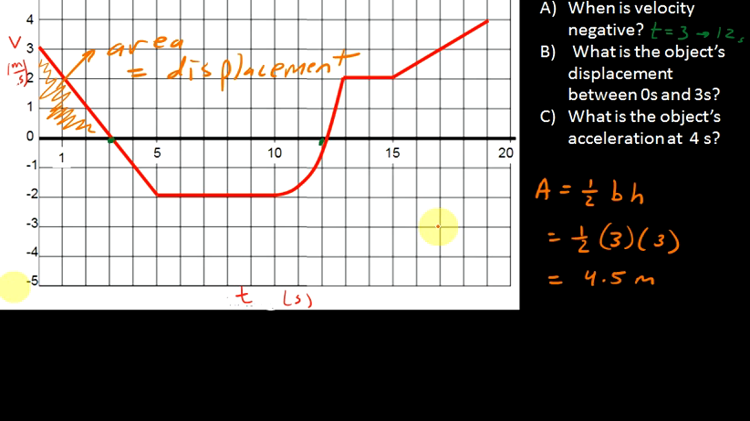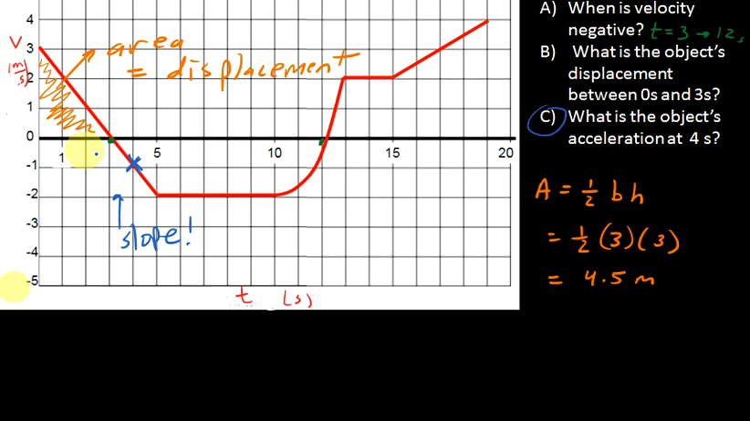C is asking, what is the object's acceleration? I'm going to switch to blue. What is the object's acceleration at 4 seconds? Right here. Okay. From 0 to 5 seconds, look at this line. It's a constant negative sloped line. Well, since this is a velocity graph, it's the slope that's going to tell us the object's acceleration. Whatever the slope is, all on this line, the slope is constant.